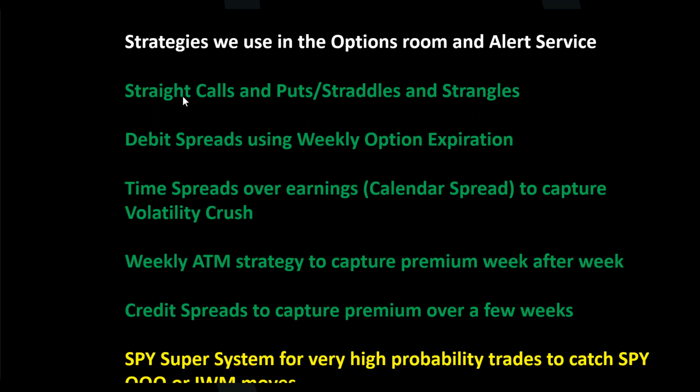Here are the strategies we use. Straight calls and puts, straddles and strangles, non-directional, debit spreads, time spreads, non-directional over earnings. We'll have earnings coming out starting in January again. We'll start to get a lot of earnings. So we do a lot of these time spreads during earnings season.